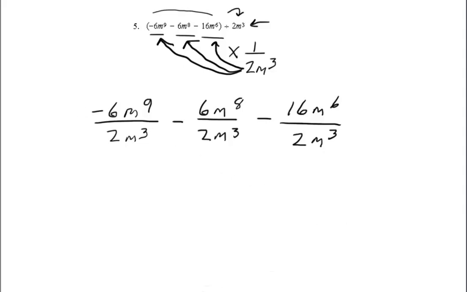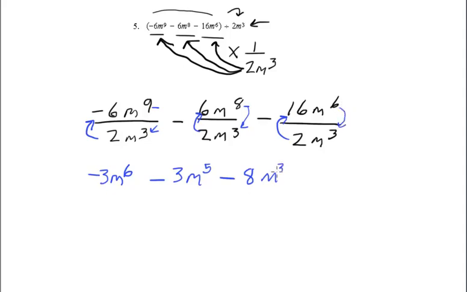So now we can just simplify these. 2 goes into this one, well, it's going to leave me with negative 3 m to the, well, 9 minus 3 is 6. Minus, 2 goes into 6 3 times, m to the 8 minus 3 is the 5th power. Minus, 2 goes into 16 8 times, m to the 6 minus 3, 3rd power. So there you have it.